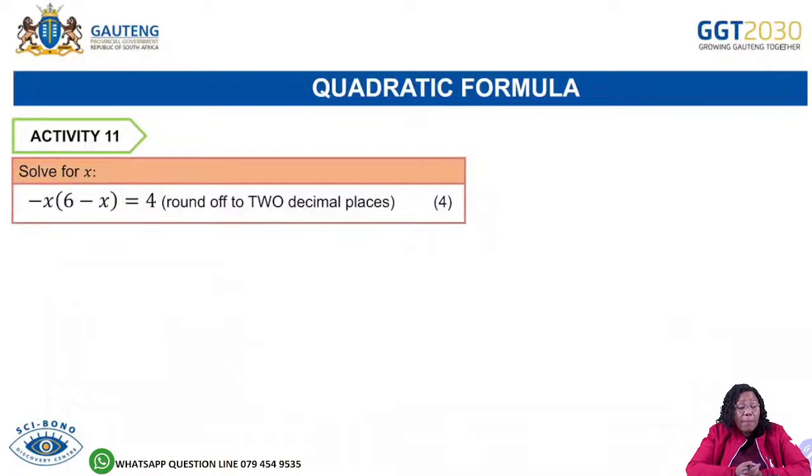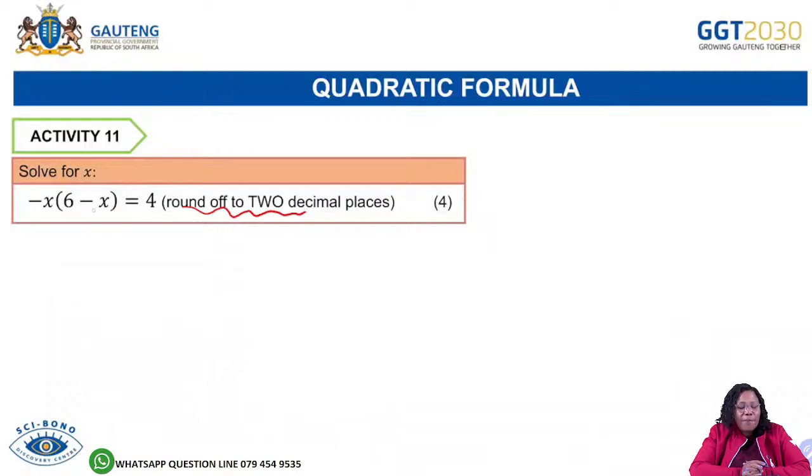Now, let's look at the application of the quadratic formula. They say solve for x, and you are given minus x into 6 minus x equals 4. And there's a message next to your question that says round off to 2 decimal places. The minute you see this message, you must know that this equation does not have factors. You are forced to use the quadratic formula.